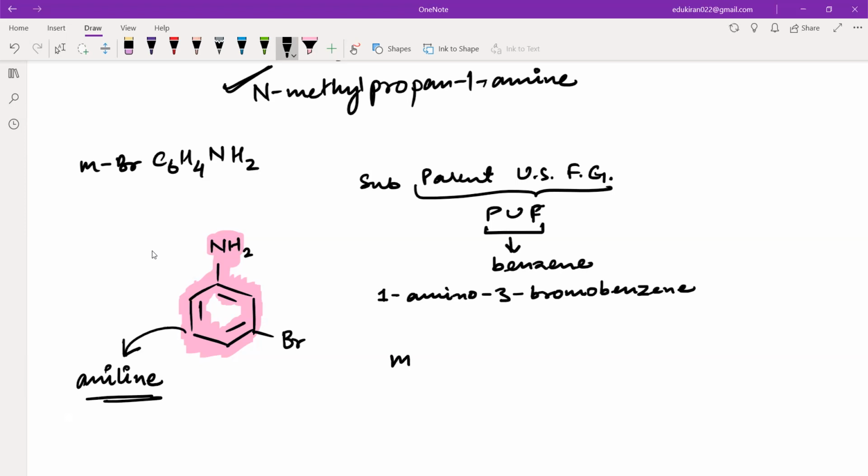So we can write m-bromoaniline. Right, guys? Yes or no? Yes, sir. m-bromoaniline. Okay, so write this down. And we can also write 3-bromoaniline. In aniline, the first carbon is the one which is having the NH2 group.